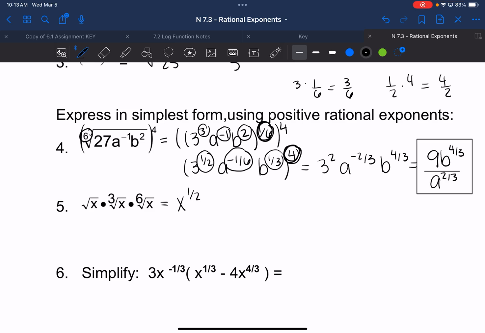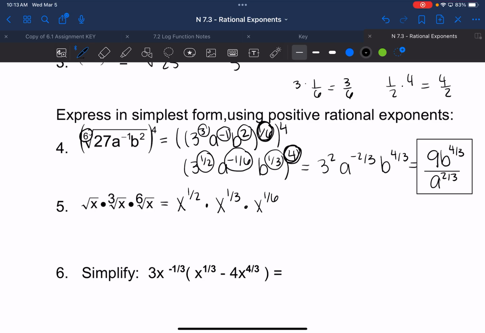So x to the 1/2, times, how do I write a cubed root as an exponent? So x to the 1/3 times, how do we write a sixth root as an exponent? Right, times x to the 1/6.